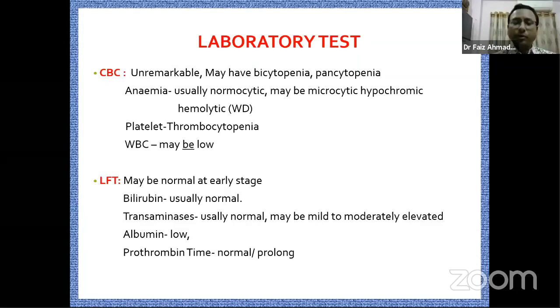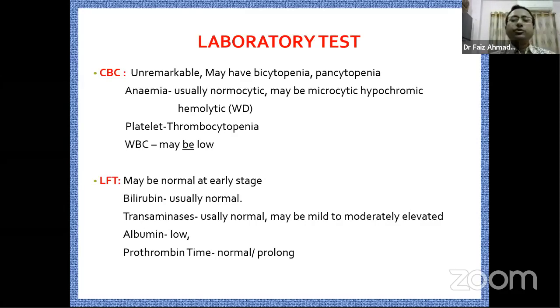Albumin and prothrombin time are very important because they actually indicate the synthetic function of the liver. So albumin in most of the cases is low or reduced in concentration. And prothrombin time in early stage could be normal, but in most of the cases it is prolonged. Prolonged prothrombin time can occur in cirrhosis of liver, and also it can occur in obstructive jaundice. In cirrhosis of liver, it occurs due to impaired or reduced formation of the clotting factors. But the cause of prolonged prothrombin time in obstructive jaundice is different.